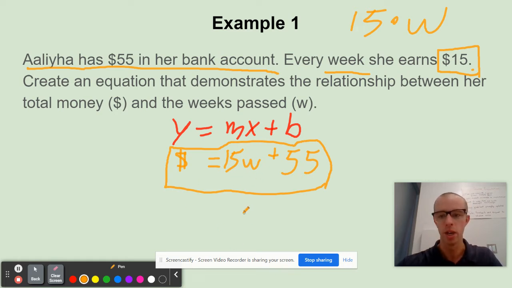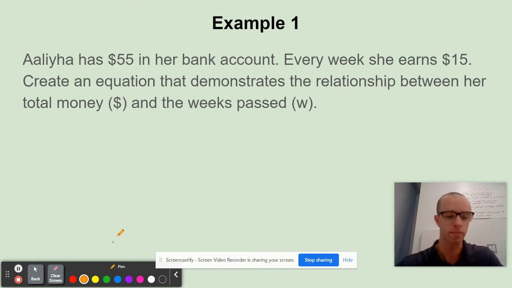I could ask you if Aaliyah's worked 3 weeks, how much money does Aaliyah have now? Well, what would you do to solve that? You'd do 15 times 3, because that's the amount of weeks. You'd figure out that she's earned $45. And how much total money does she have? Well, she started with 55, so you'd have to add the 55. This equation is just representing the process you would go through anyway to solve that. And so hopefully that starts to make a little bit of sense.